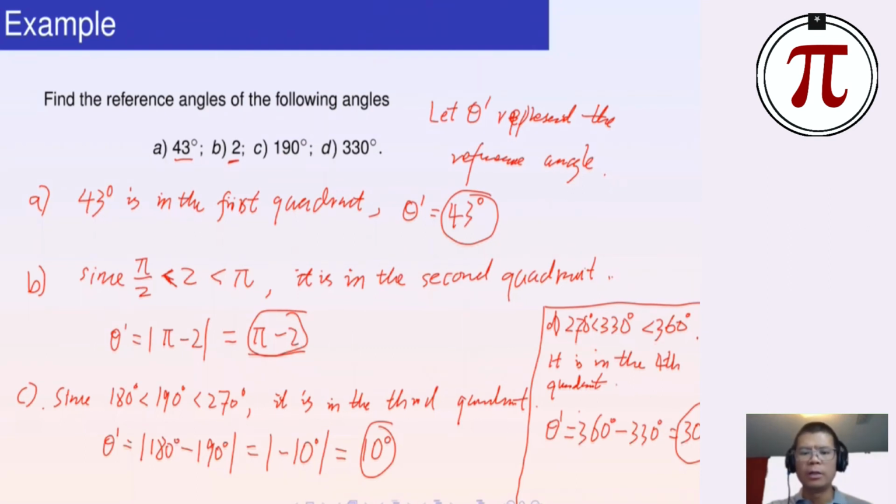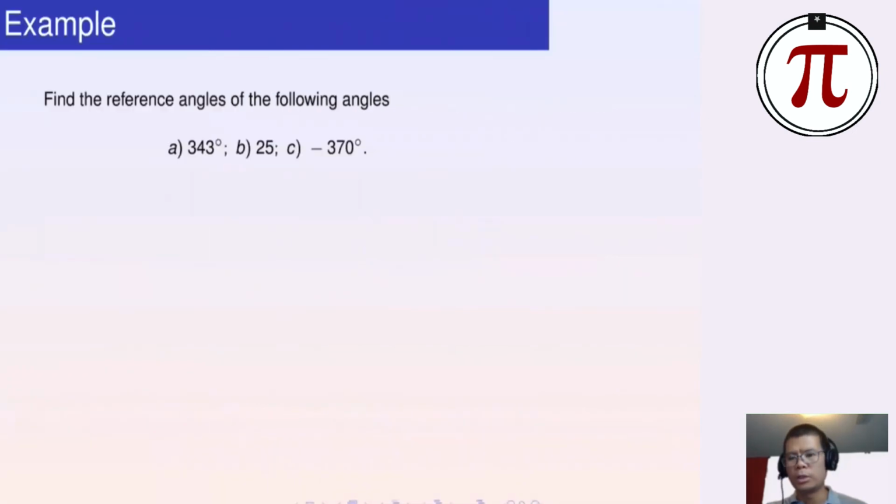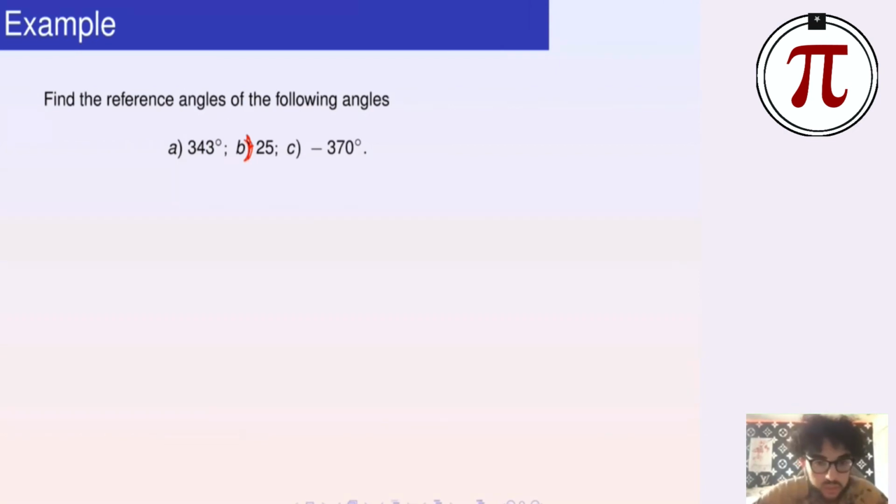So now let's consider another example which is something different. Garrett, can you read for us, please? Find the reference angles of the following angles: 343 degrees, 25, and negative 370 degrees. Okay, very good. Thank you.